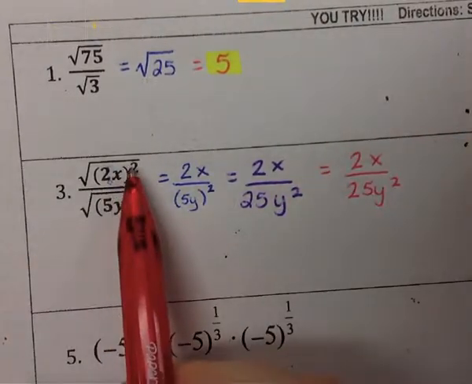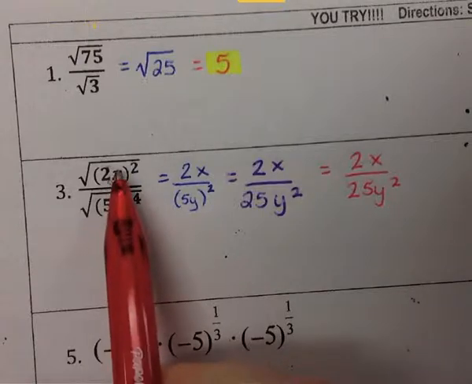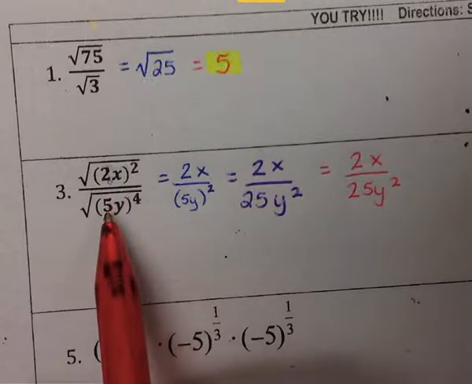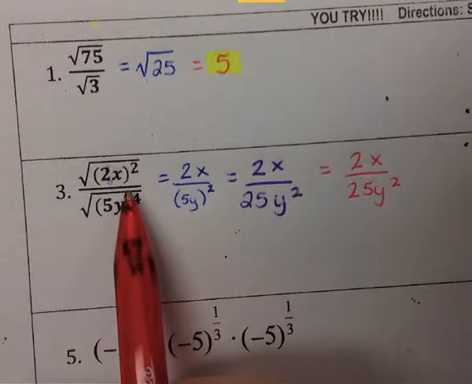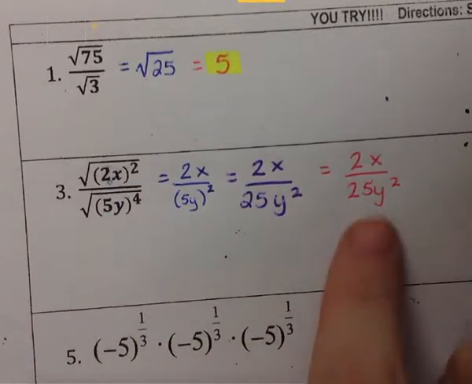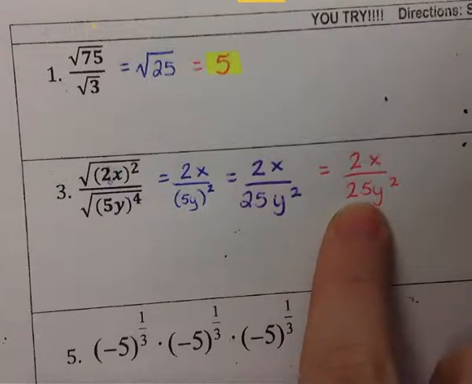We could have distributed this and become 4x squared and then 5 to the 4th over 5 to the 4th, y to the 4th, and then simplified that, which would have gotten to the same ending. It just would have taken much longer.